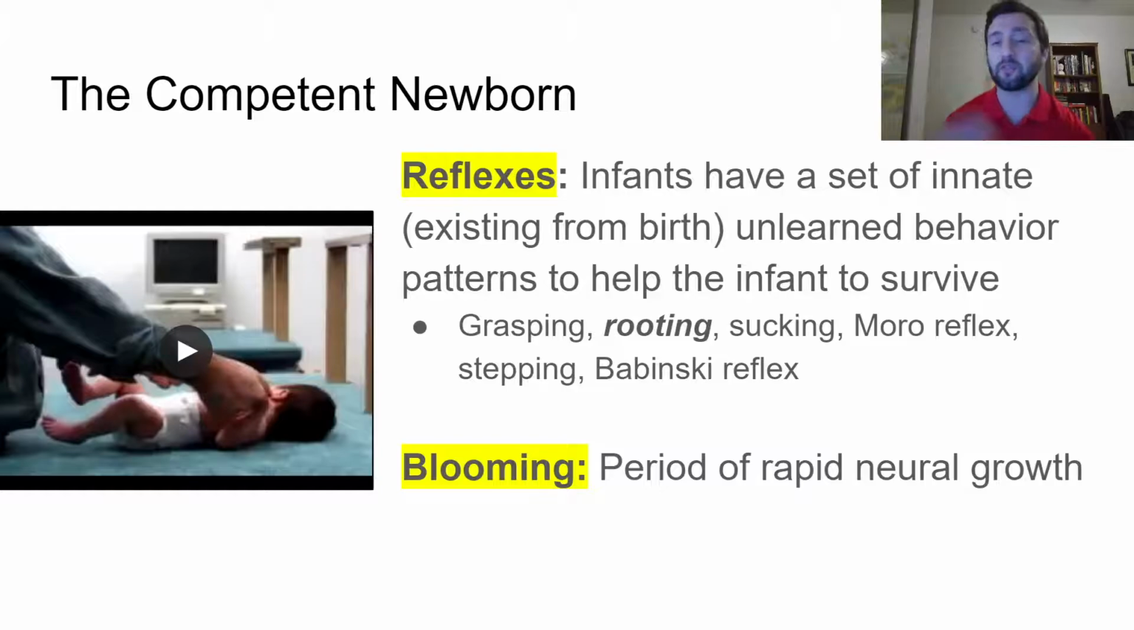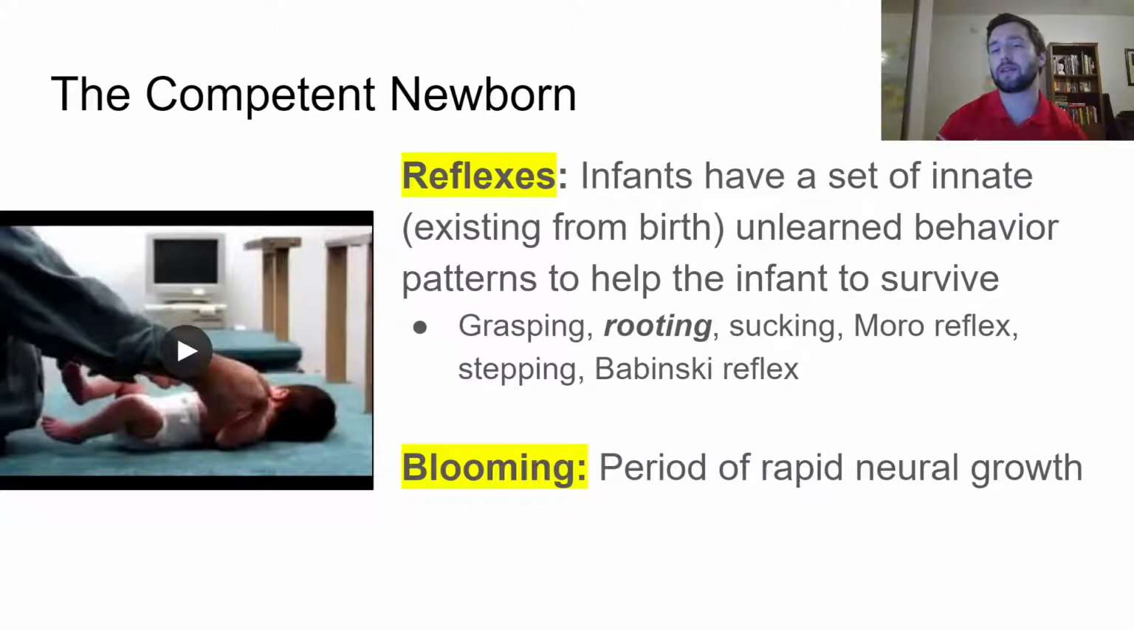Another thing that's really important that we see early on, and again, this isn't something that we are necessarily going to look for. They're not going to necessarily do a brain scan on every single baby that's born, but we do see what is called blooming. So blooming is basically this time period where we see really rapid neural growth. We'll look at this a little later in one of our other units, but we'll basically see the amount of neurons in the brain explode and grow incredibly quickly.